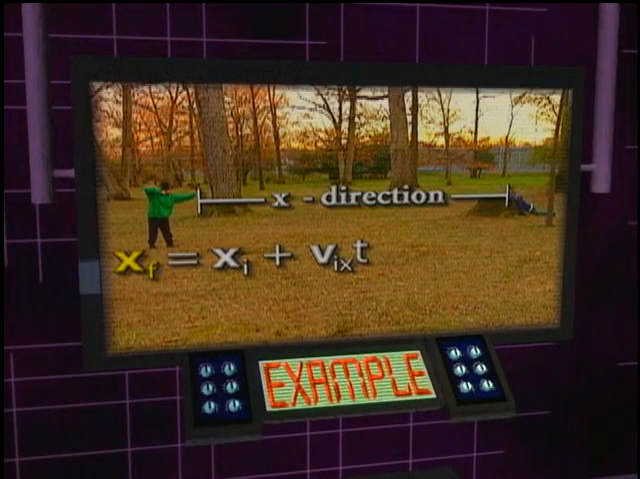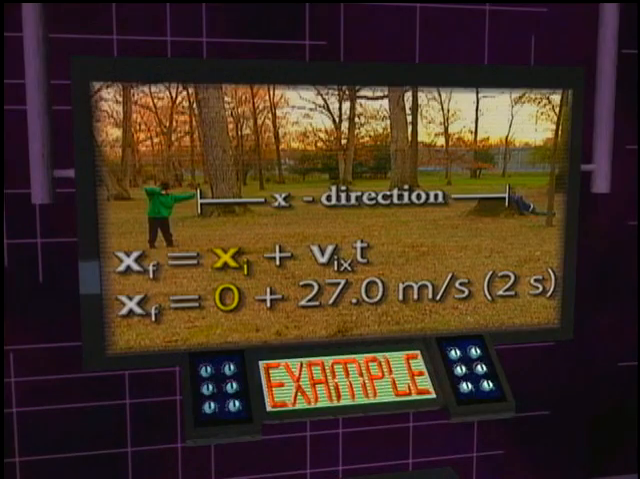x sub f equals x sub i, which is 0 when Bright as Light first shoots the arrow, plus v sub ix, 27.0 meters per second, times the total time of 2 seconds. So, Bright as Light ends up shooting the arrow 54.0 meters before it hits the target. Wow, they don't call her the two-dimensional Supergirl for nothing.